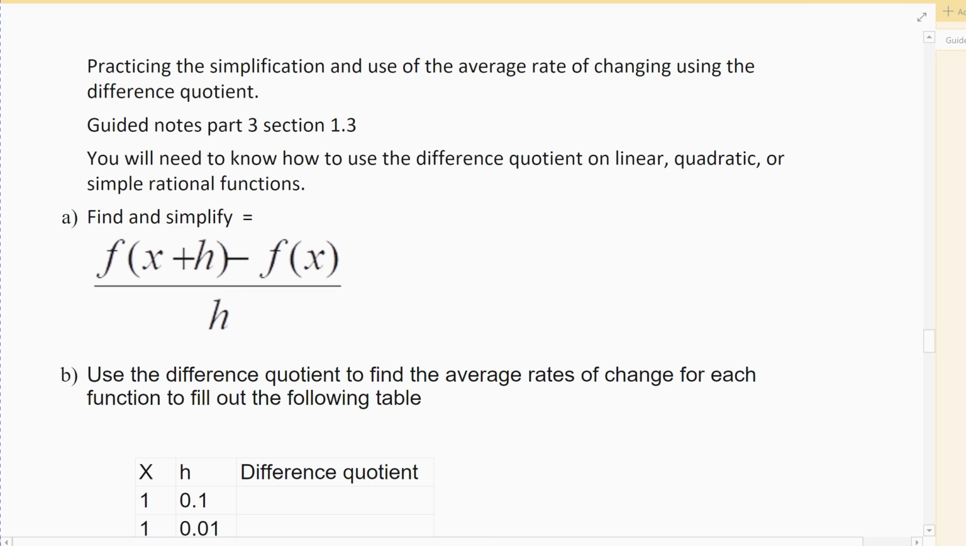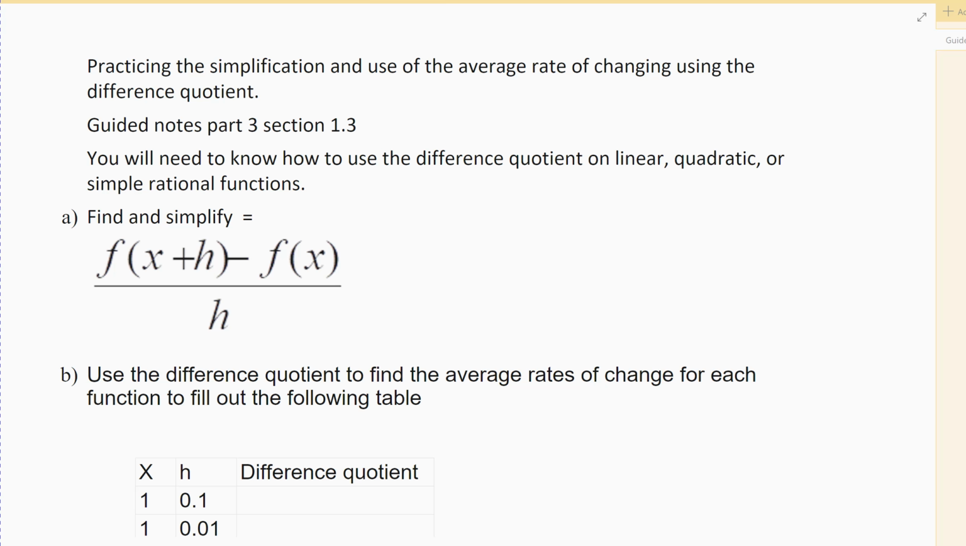Practice the simplification and using and finding average rates of change using the difference quotient. A lot of times it's the algebra, so the calculus isn't necessarily hard to understand, but some students will get stuck on the algebra, so that's why we're practicing the algebra. Before we get to the next big topic, which is 1.4, which we need the difference quotient for, we're practicing it now.